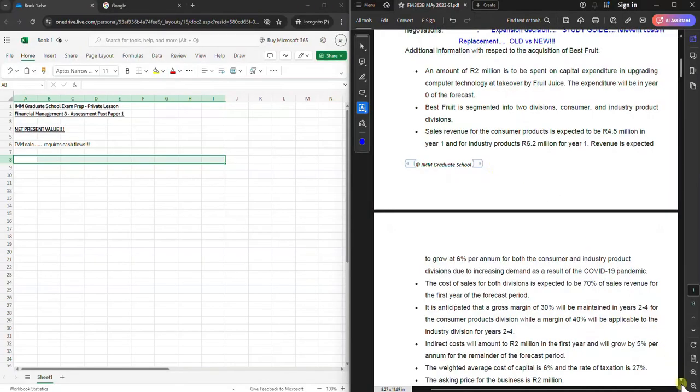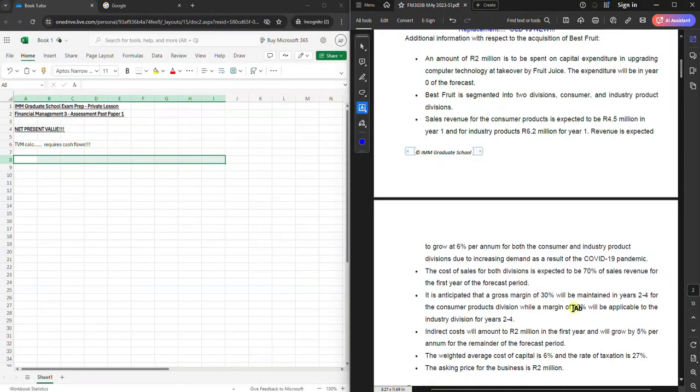Additional information, it says as follows: an amount of 2 million rand is to be spent on the capital expenditure. So I would highlight the 2 million rand spent on capital expenditure. Why? What is it? And that is to upgrade the computer technology taken over by Fruit Juice. Okay, so it's good that you're highlighting the 2 million. Why? Because it's an expense. No, it's not an expense. They said it's capital expenditure. Capital expenditure is not an expense.